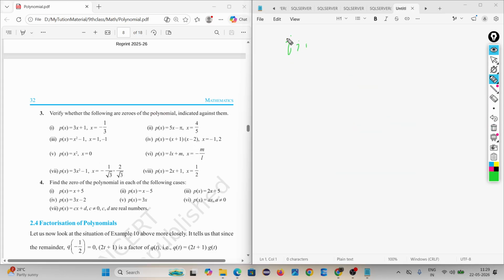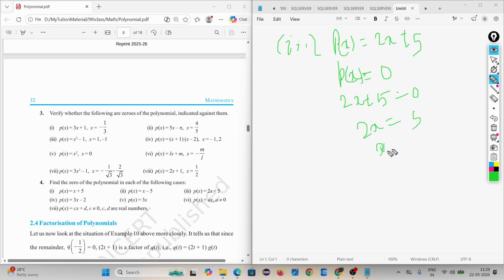Third question. Find the zeros: 2x plus 5. What is the meaning of zeros? That means your polynomial should equal 0. Then 2x plus 5 should equal 0. 2x equal to minus 5, so x equal to minus 5 by 2.